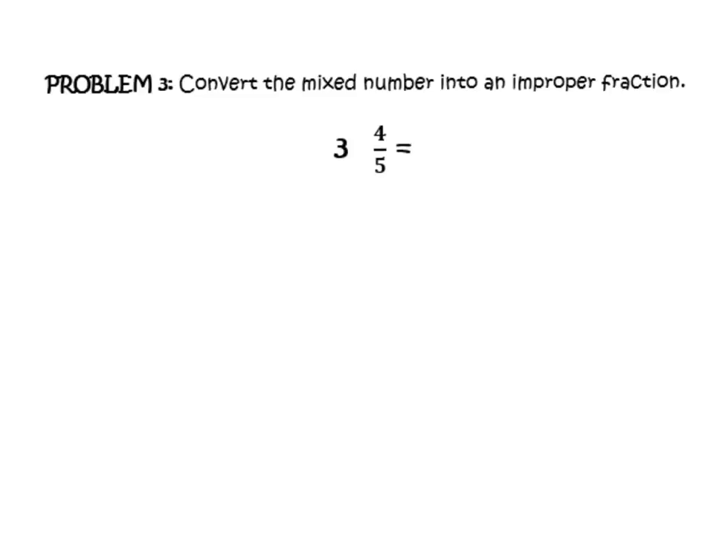Step 1 is to multiply the denominator by the big kahuna. 5 times 3 is 15. Now we need to add on the numerator. 15 plus 4 is 19. The answer is the new numerator, and the denominator stays the same. The improper fraction is 19/5.